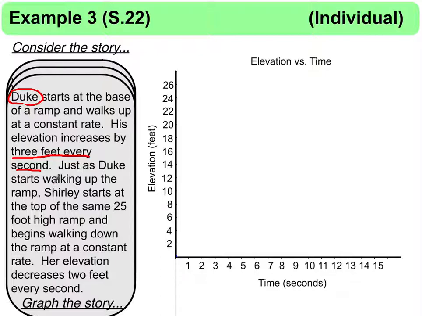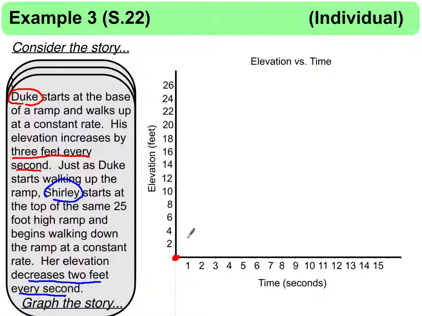Just as Duke is starting to walk up the ramp, Shirley starts at the top and walks the same 25-foot ramp going downwards at a constant rate. Her elevation, it says, decreases by 2 feet for every single second. So here we have a situation where one person is starting at the top of a ramp and one person is starting at the bottom. So if we looked at Duke, Duke starts down here at the bottom and is going up 3 feet every single second.